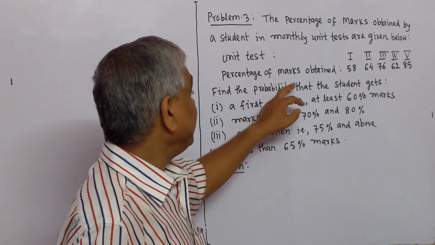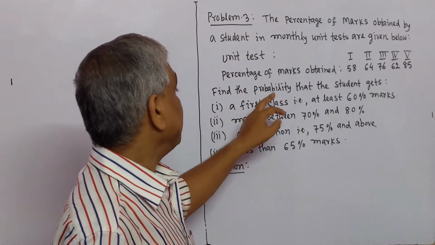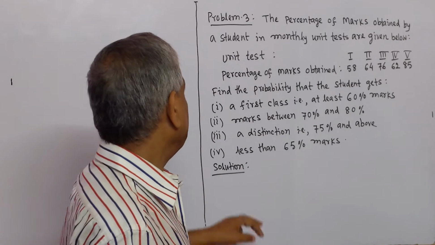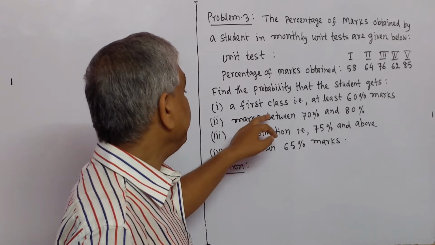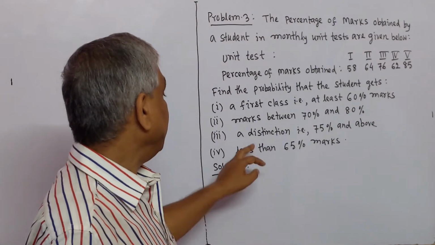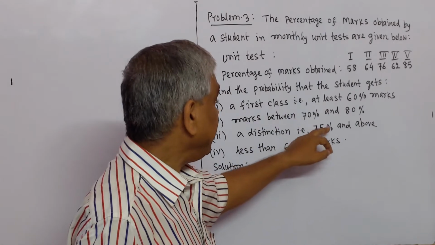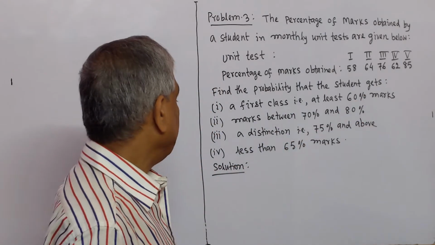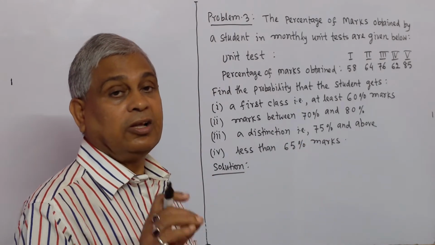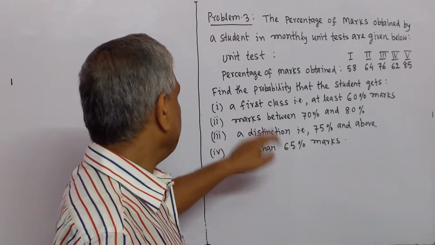Find the probability that the student gets number 1, a first class, that is at least 60% marks. Number 2, marks between 70% and 80%. Number 3, a distinction, that is 75% and above. Number 4, less than 65% marks. Now we have to find the probability of these.